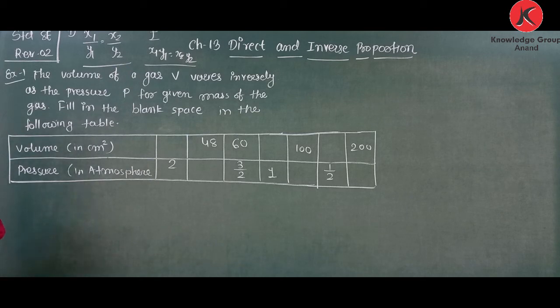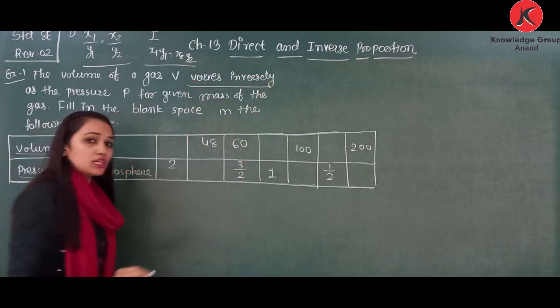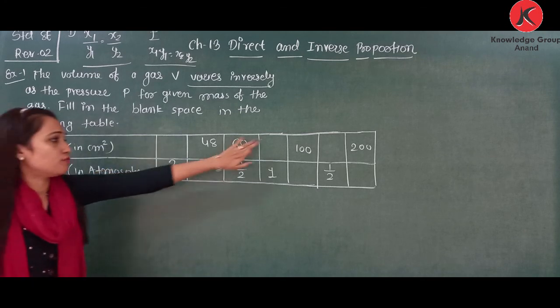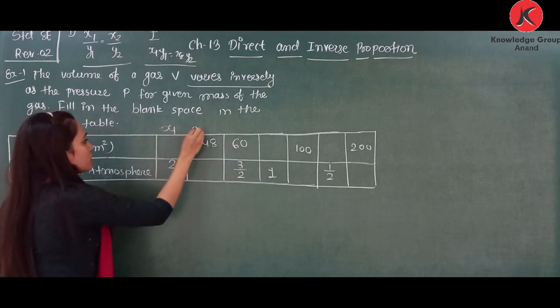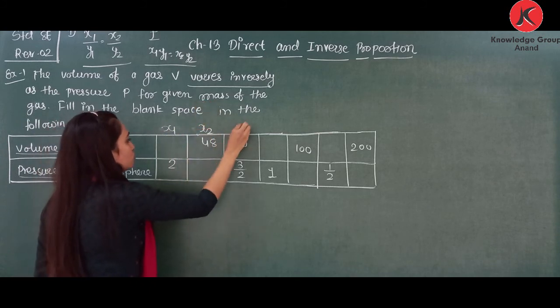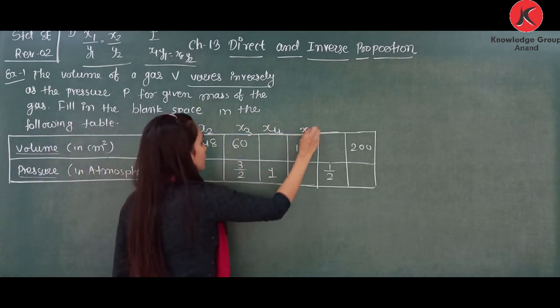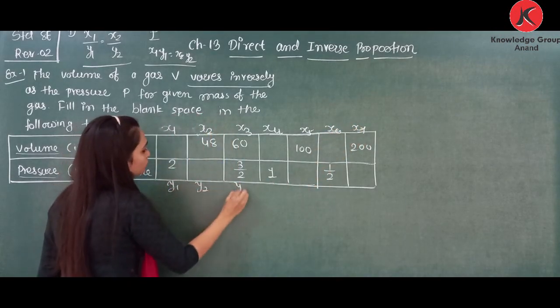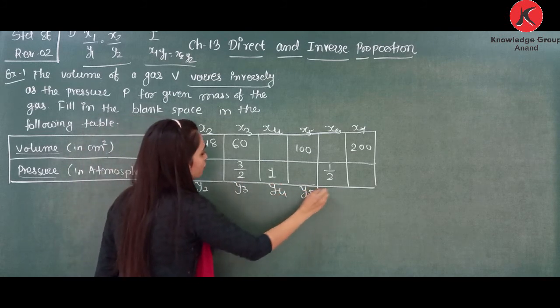The volume of gas V varies inversely as the pressure P for a given mass of the gas. So the first statement says that volume and pressure are inversely proportional. It is written that varies inversely means inversely proportional. Fill in the blank spaces in the following table. So we need to find these values. Let's write x1, x2, x3, x4, x5, x6, x7, y1, y2, y3, y4, y5.